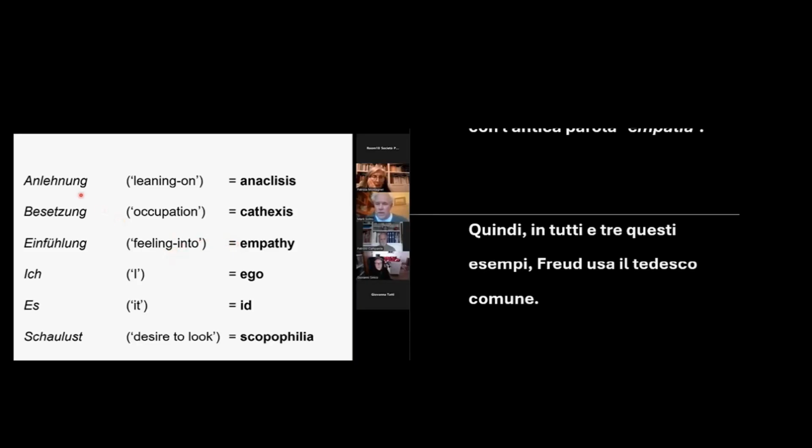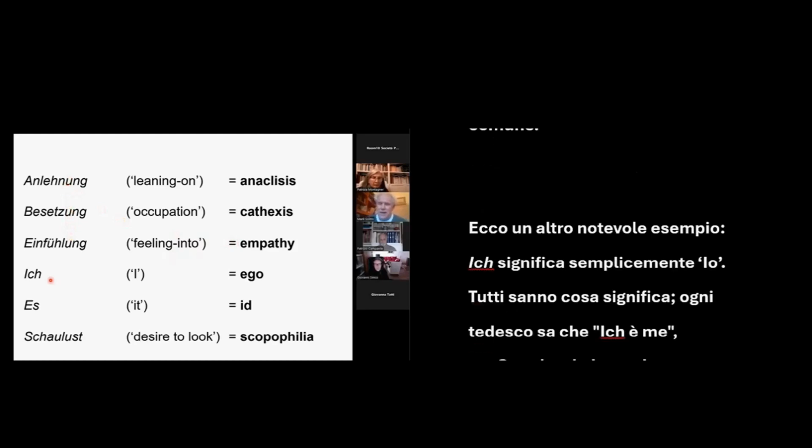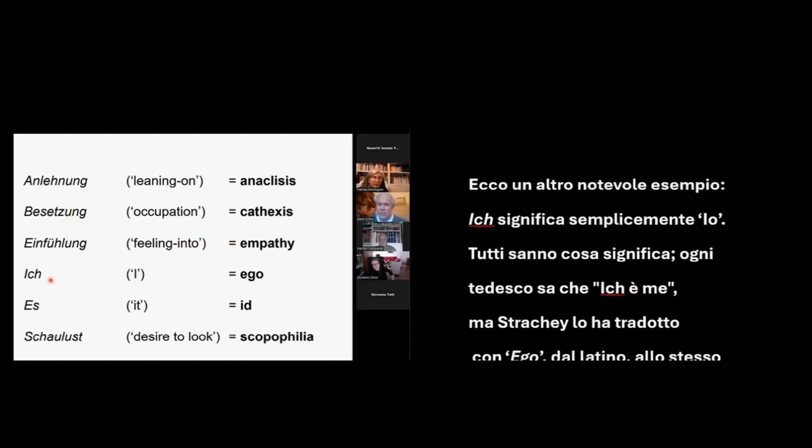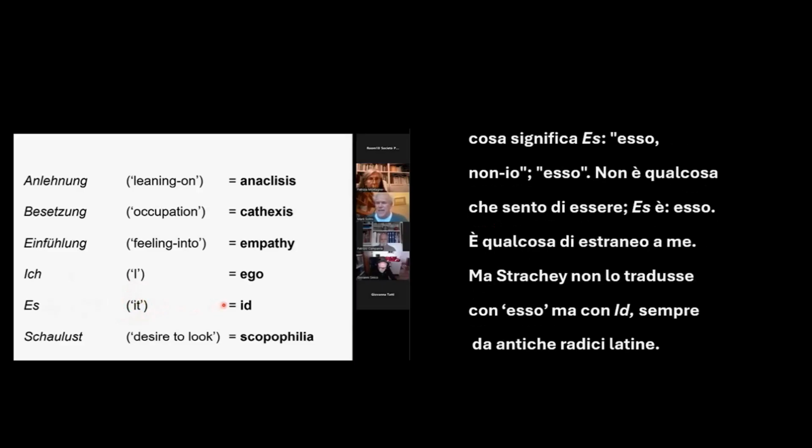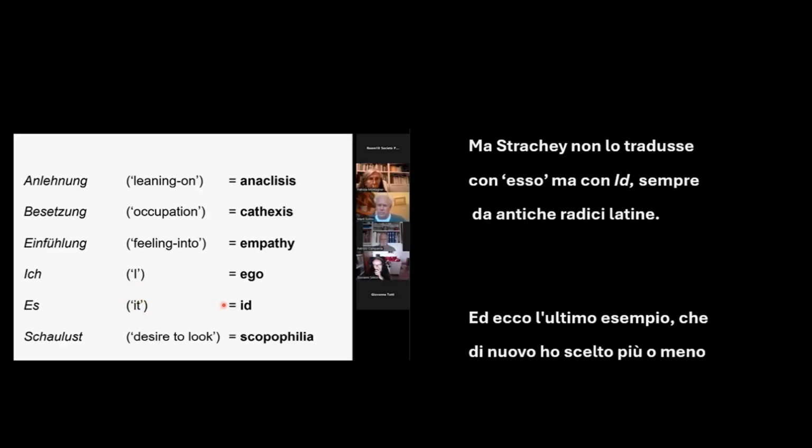So in all three of these examples, Freud used ordinary German. Here is another outstanding example. Das Ich, it just means the I. Everybody knows what that means. Every German knows Ich, it's me. But Strachey didn't translate it as it. He translated it as id, again from ancient Latin roots.